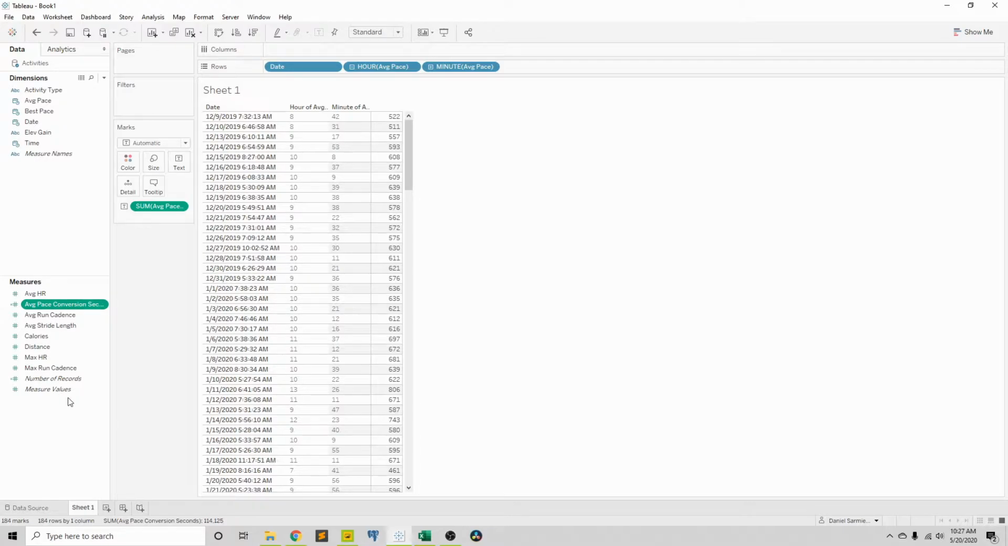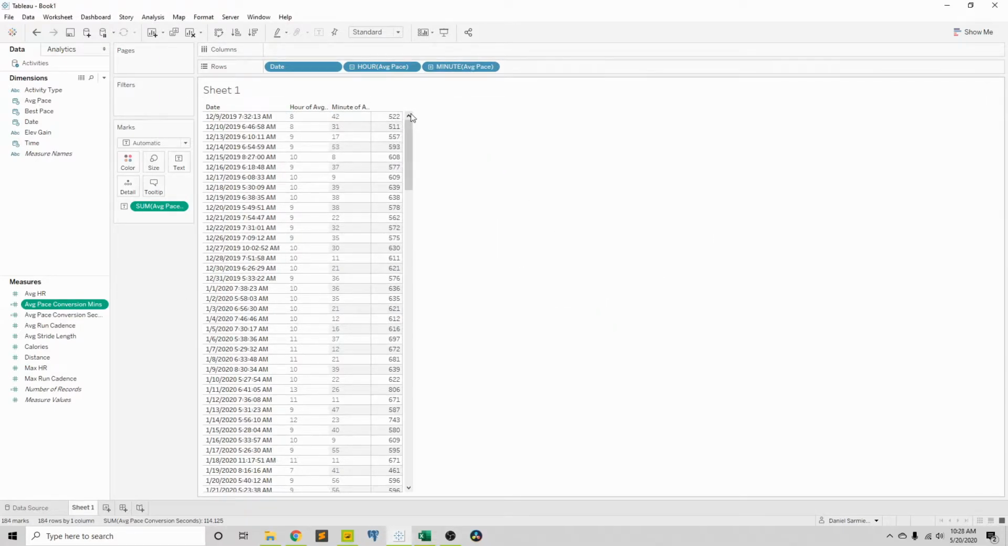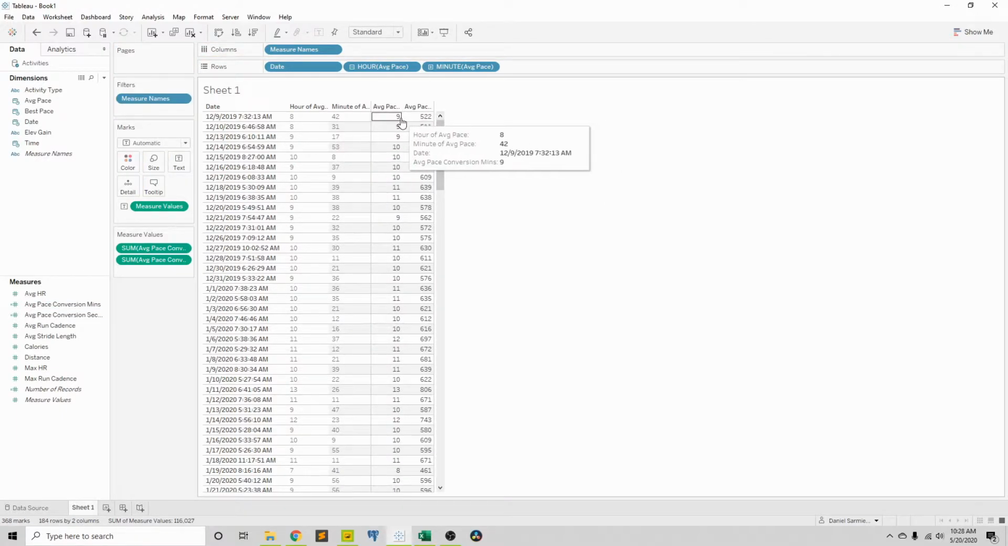So I am going to make another one so you can see the next step in this. Average pace conversion mins. Okay, and this is going to be the average pace conversion seconds divided by 60. So it's 522 seconds per mile, or 9 minutes.